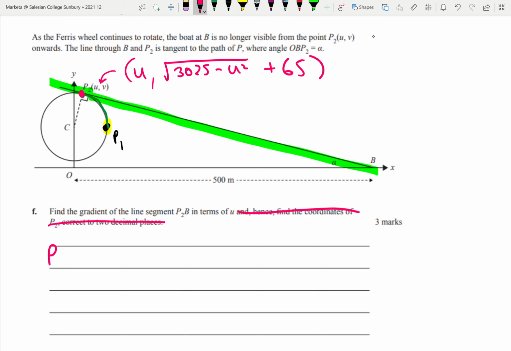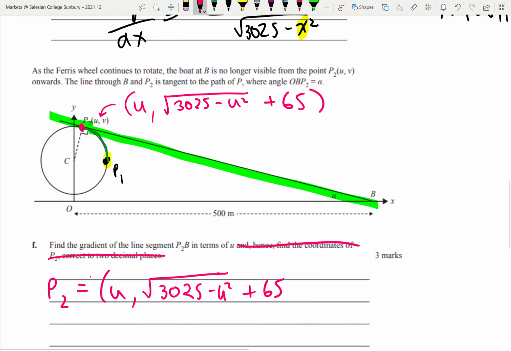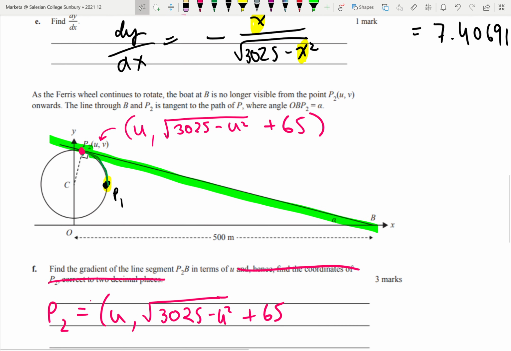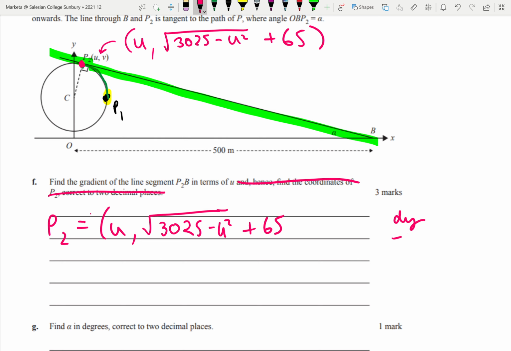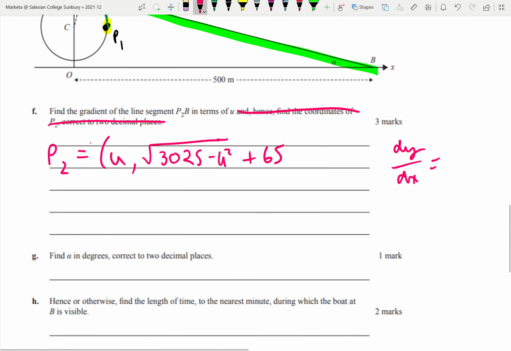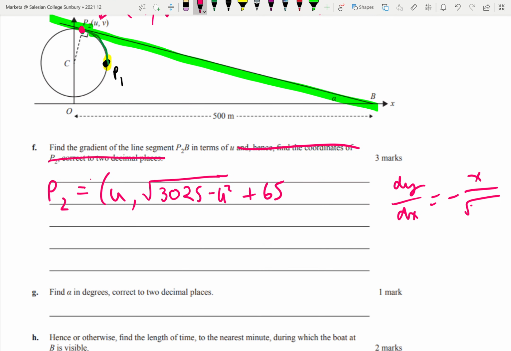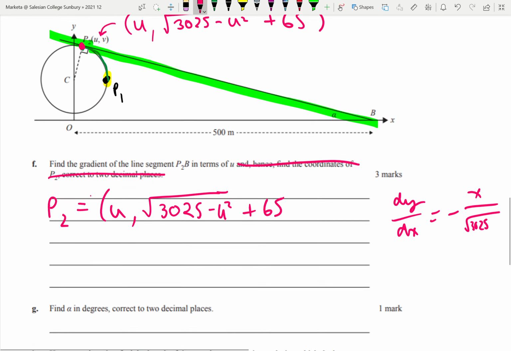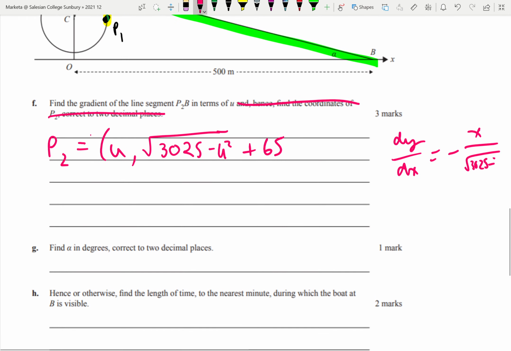So I'll just write that here. P2 equals u, comma, root 3025 minus u squared plus 65. Okay. Now, what do we know? We know the gradient, so from part E. So actually, I will put that there. dy/dx equals negative x over root 3025 minus x squared. Okay, so that's our gradient function. We'll use that in a minute.